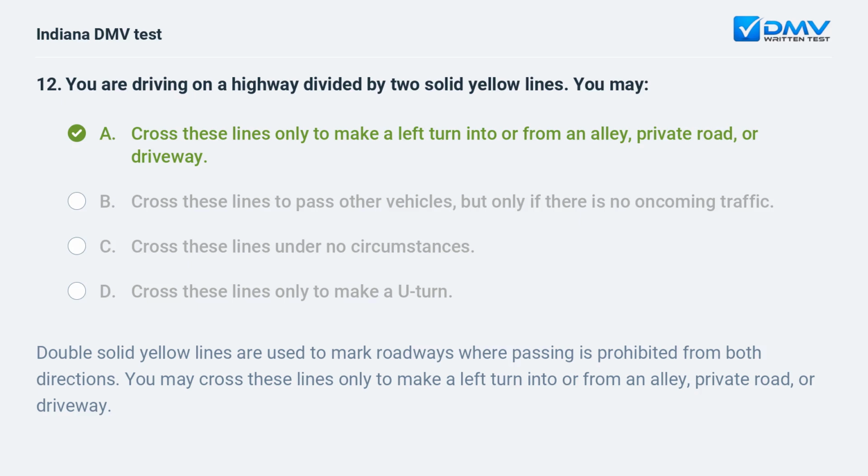A. Cross these lines only to make a left turn into or from an alley, private road, or driveway. Double solid yellow lines are used to mark roadways where passing is prohibited from both directions. You may cross these lines only to make a left turn into or from an alley, private road, or driveway.